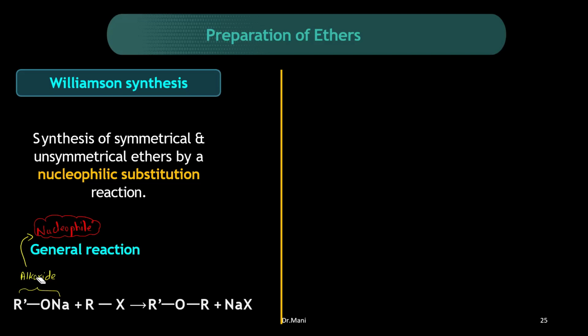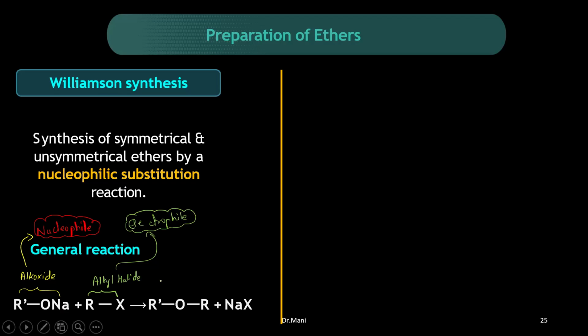And then what is RX? Alkyl halide, which acts like an electrophile. We know alkyl halides always act like electrophiles. The halogen could be chlorine, fluorine, bromine, or iodine. Mostly we don't take fluorine, because fluorine is small in size and also very reactive. So most of the time we'll not consider fluorine, only chlorine, bromine, or iodine.